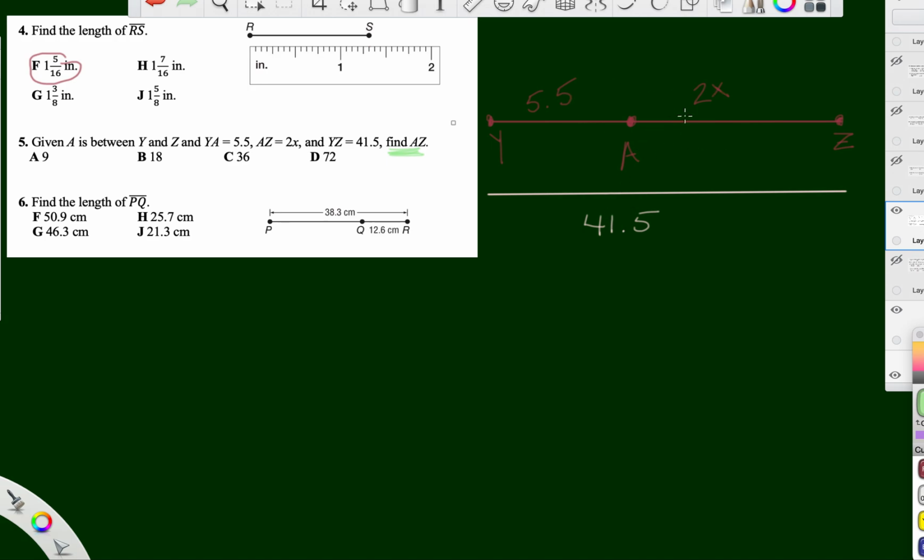So I'm looking for 2x. I'm looking for what this value is going to be. Well, what do I have to do? I have to solve for x first. So let's go ahead and write out that equation. 2x, which is what we're looking for, plus 5.5 is equal to 41.5. Great. So we solve this like we would solve any equation. So we go ahead and we subtract the 5.5. Subtract 5.5 here.